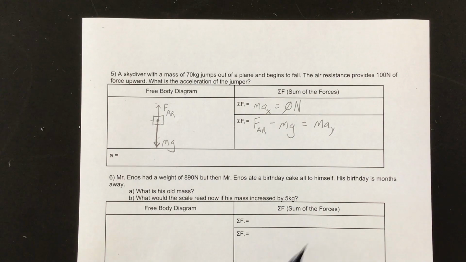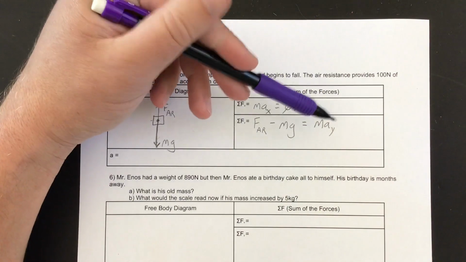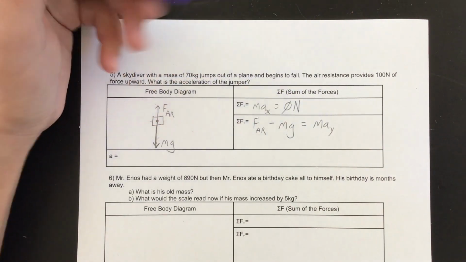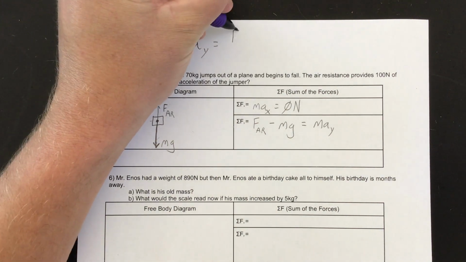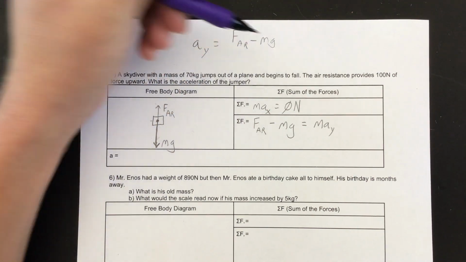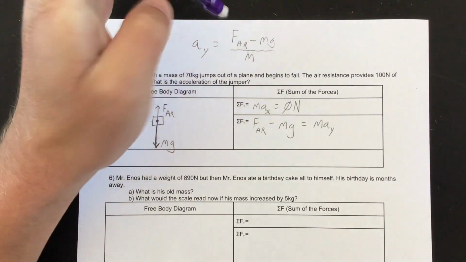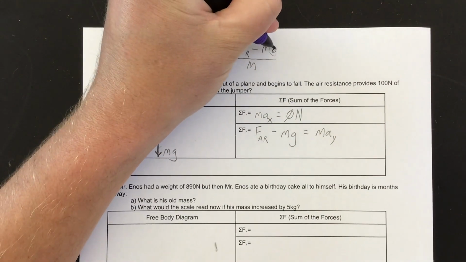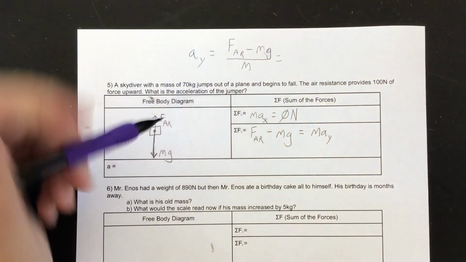Now we are asked to find the acceleration of the jumper. If we need to solve for this acceleration, we're going to divide by the mass on both sides of this equation. If we do that, the acceleration in the y is going to be the force of the air resistance minus mg, divided by the mass of the jumper. I'm going to fix that g so it looks neater.